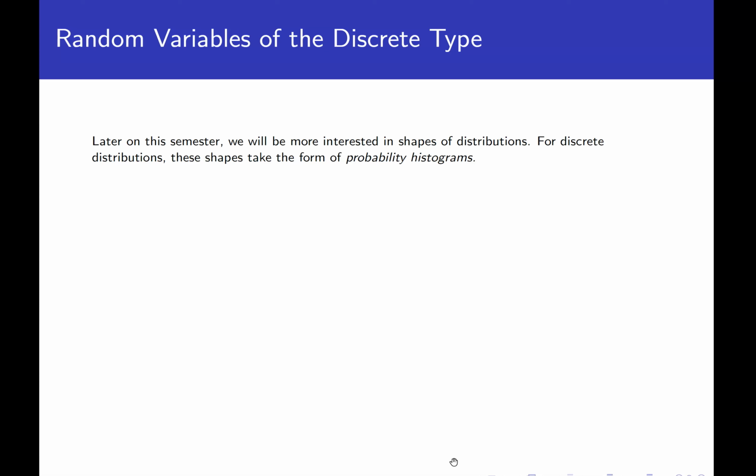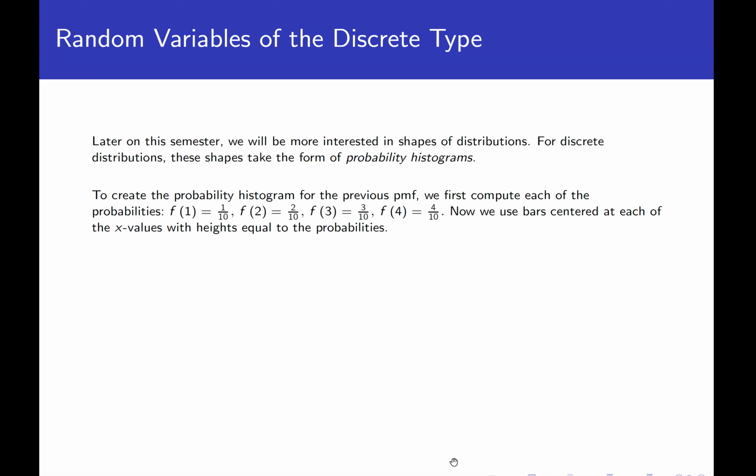All right, so later on in the semester, we're going to be more interested in shapes of distributions, especially when we get to continuous random variables. To help us for that with discrete, they take on the form of what we refer to as probability histograms. So let's see what we mean by that.